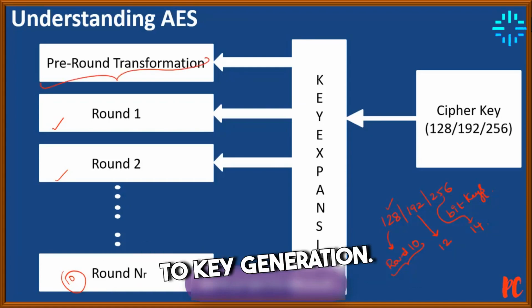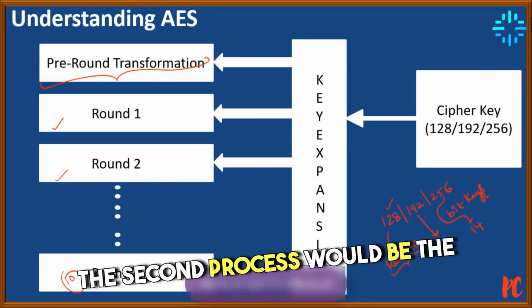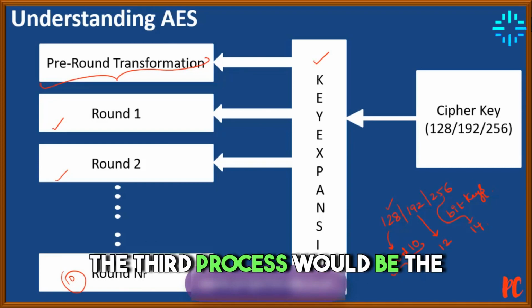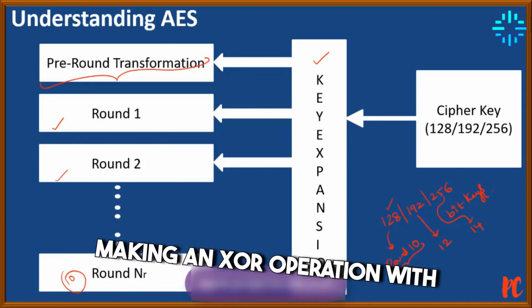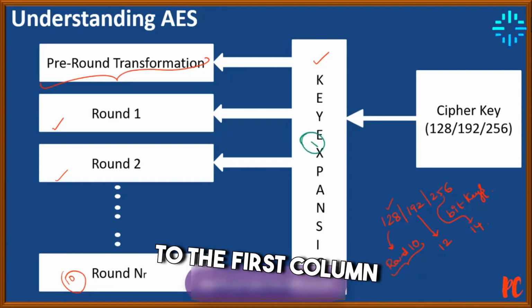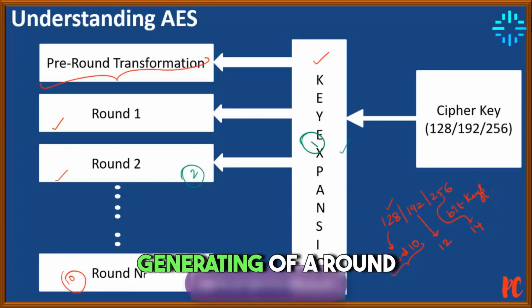With respect to key generation, the first process would be finding the RotWord of the last column. The second process would be the SubWord of this RotWord. The third process would be making an XOR operation with the predefined round constant, with the first column, and making XOR with the SubByte value. And the last step would be generating the round key.